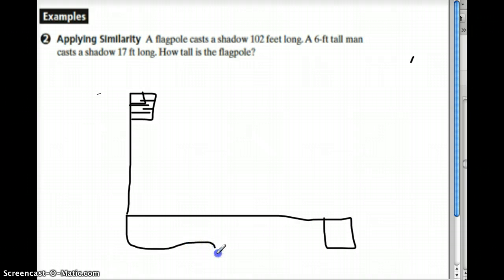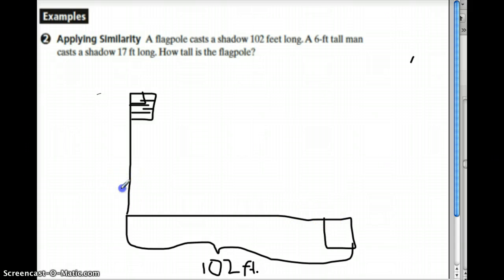So anytime you can, go ahead and make an image. Take the time to think about it. The magic math fairy is not just going to bring down the answer to you. You need to think about your problem and get a grasp on what is happening. So the flagpole casts a shadow of 102 feet.